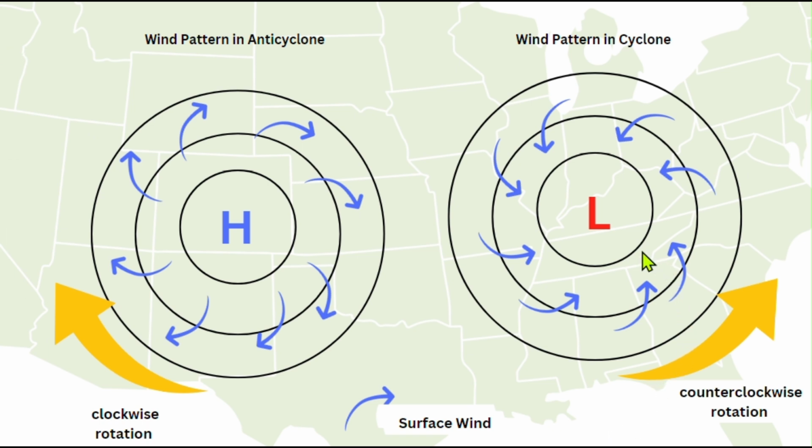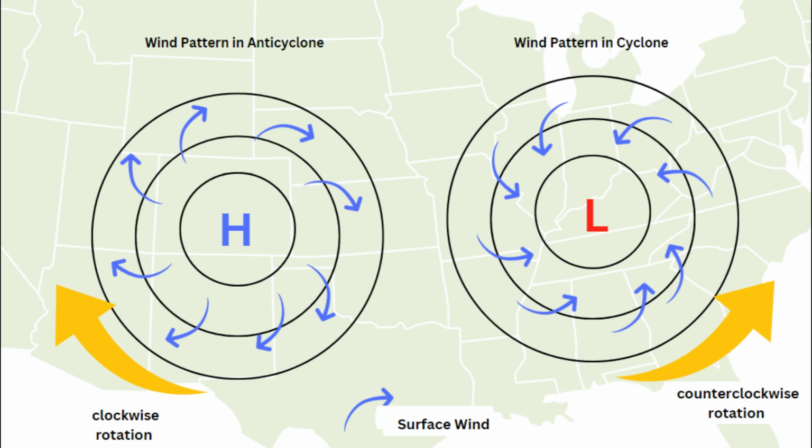In a low pressure system or cyclone, the air doesn't move straight towards the center. Instead, the wind also creates this spiral pattern of movement inwards. However, in this case, the rotation is counterclockwise in the northern hemisphere.